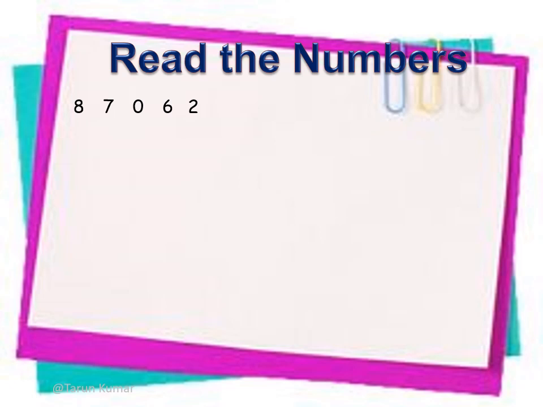Read the numbers 87062. While reading the numbers, we have to divide into periods. Now divide it after leaving 3 digits from right. We will put a comma, that 2 digits are already there. So the number will be 87,062.